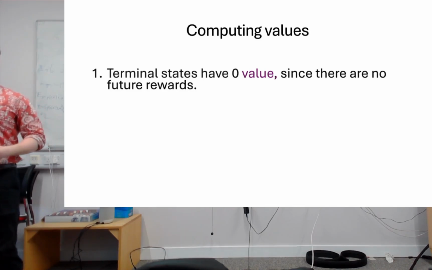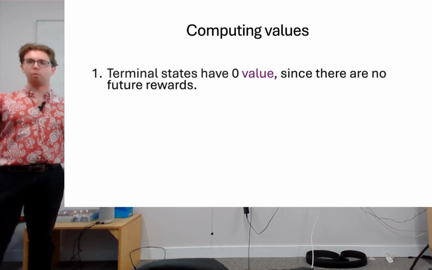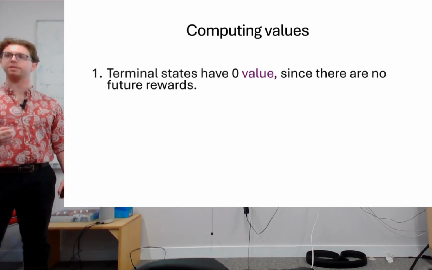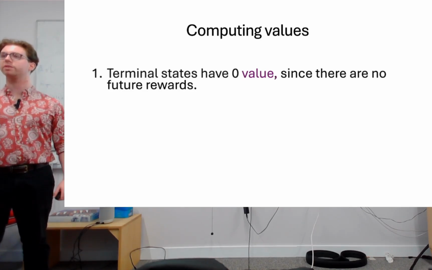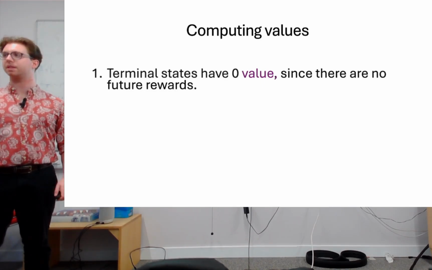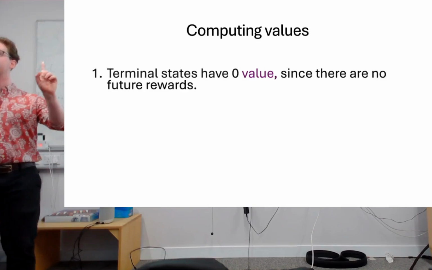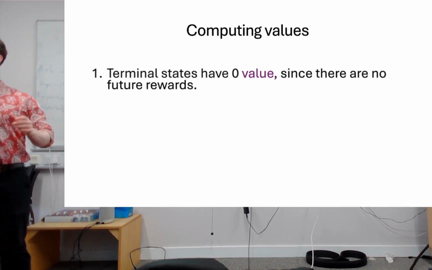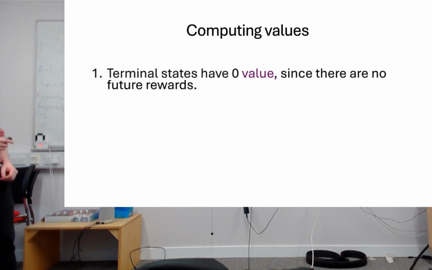The value, remember, is just the rewards I'm going to get, assuming optimal play from this point onwards. But if I'm at a terminal state, I'm getting no more rewards. There is no future, I don't get any more rewards, and so the value must be 0. So this is like our first axiom of how you compute values. At terminal states, there is no more value.